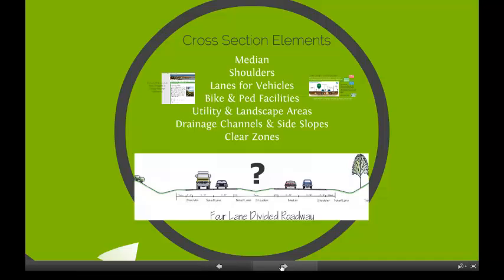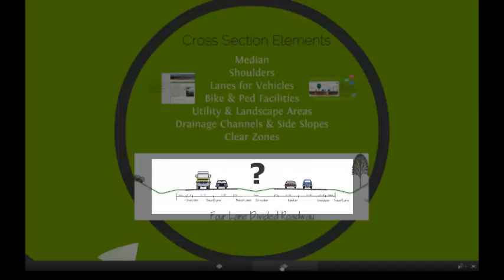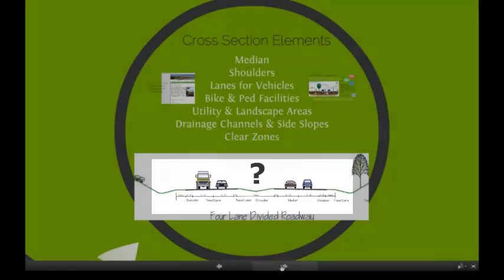Take a close look at the cross-section given for this 4-lane divided roadway. Which menu items are represented here? Which cross-section elements are properly identified on the drawing? Which cross-section elements are not properly identified?